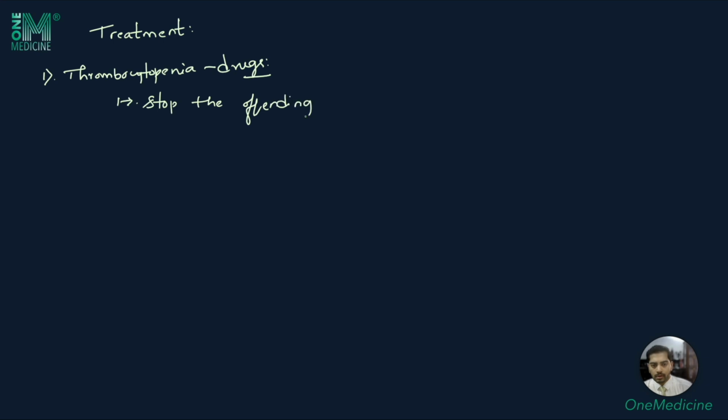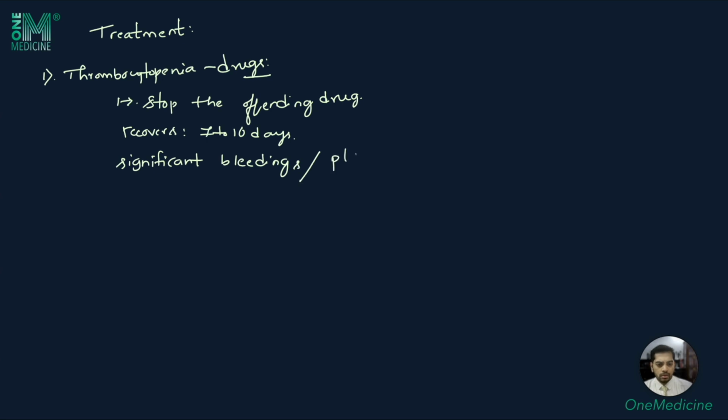So now let's discuss the treatment options for bleeding and platelet disorders. The first condition is thrombocytopenia caused by drugs. The first and foremost thing to do in such a condition is stop the offending drug. Usually the thrombocytopenia recovers within 7 to 10 days, but in cases of patients with significant bleeding or in patient with platelet count less than 10,000 per microliter, platelet transfusion can be done.